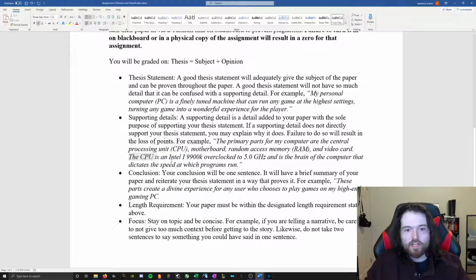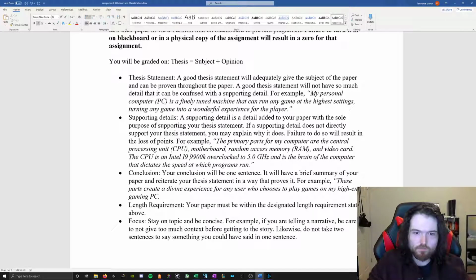So the CPU is an Intel i9 9900K. Hold on, there's a space there that's not supposed to be. Wait, no. There's a 9 there that's missing. My CPU is an Intel i9 9900K overclocked to 5.0 gigahertz, and it is the brain of the computer that dictates the speed at which programs run.